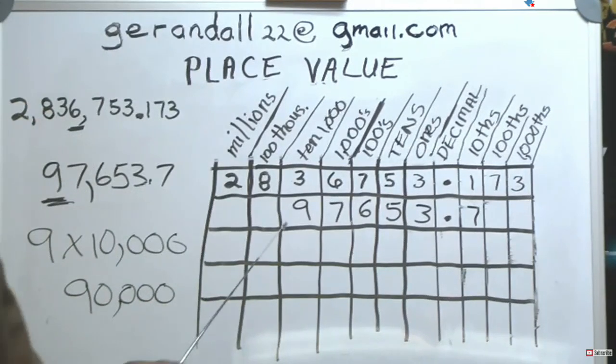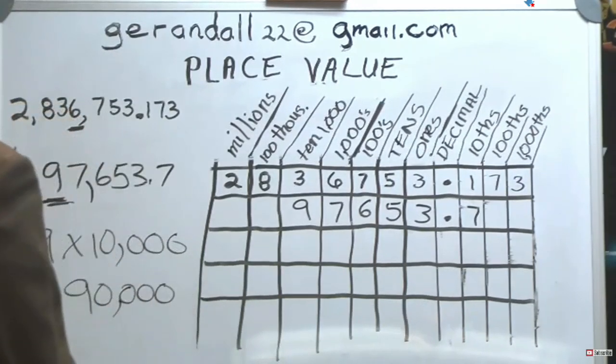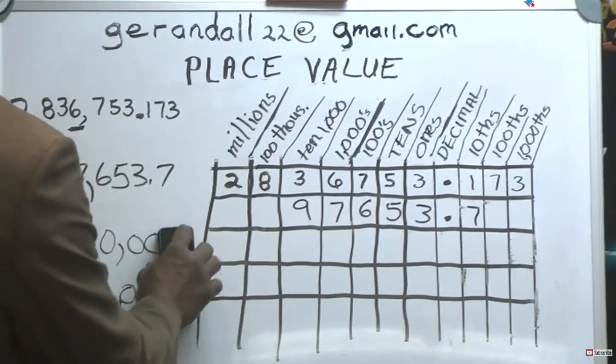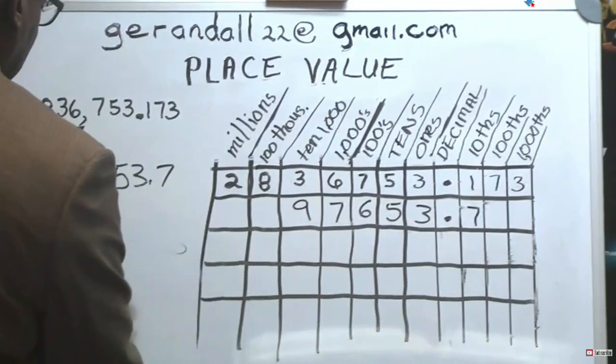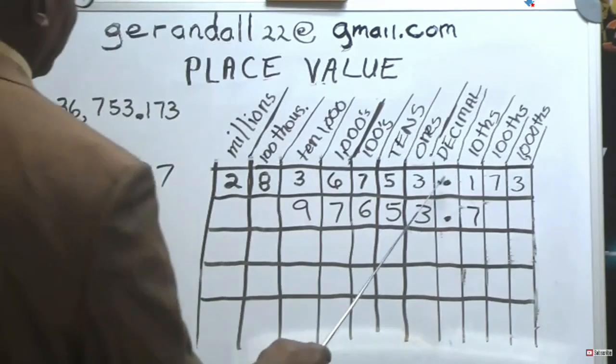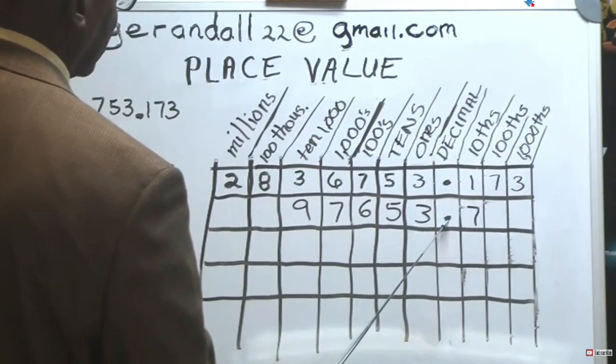Place values. Very important. There's a particular way that you need to say this number. We don't want you to say 97,000 and 653.7, because "and" infers decimal. Okay?